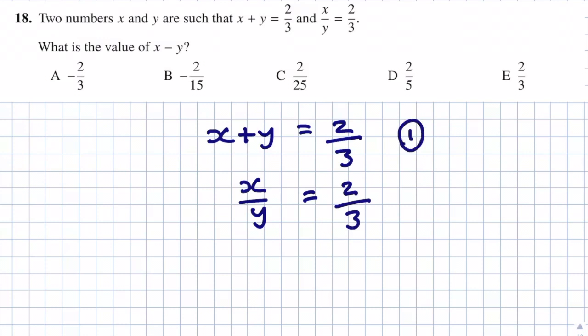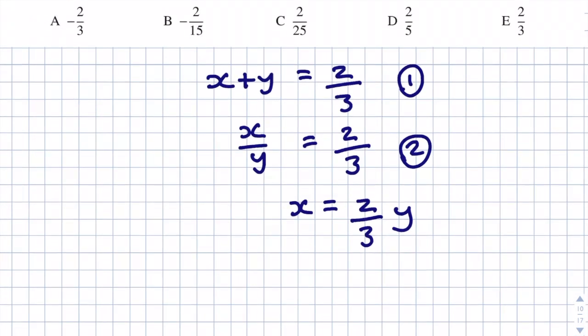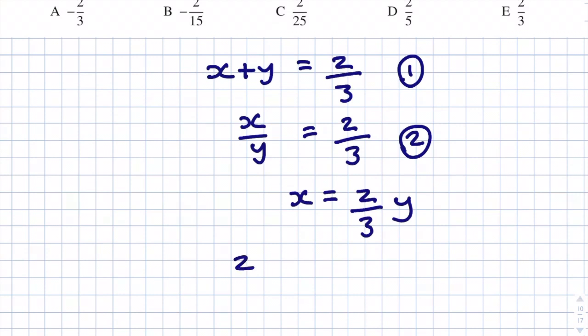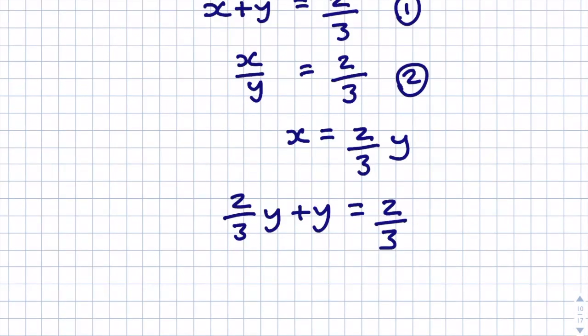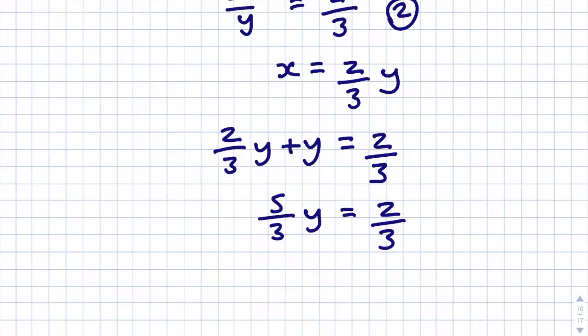So this is equation 1, this is equation 2. If we rearrange equation 2 to make x the subject, we multiply both sides by y, and we get x equals 2/3 y. Now I can substitute the second equation into the first by replacing x with 2/3 y. So I get 2/3 y plus y equals 2/3. Now 2/3 of y plus y is the same as 5/3 of y. That's equal to 2/3. I can solve for y by multiplying both sides by 3, so I get 5y equals 2, and then dividing both sides by 5, I get y equals 2/5.